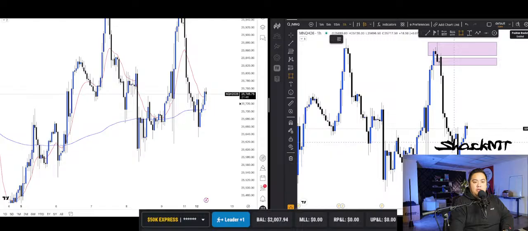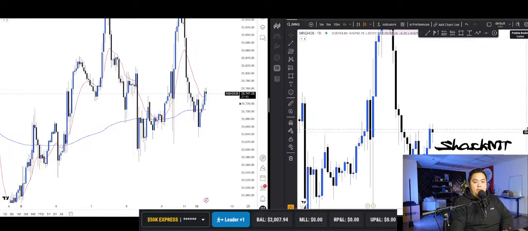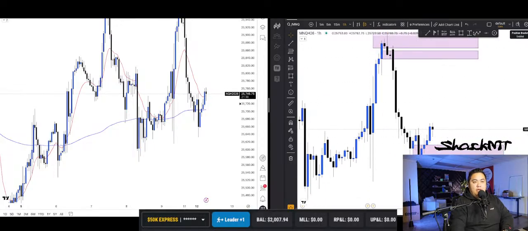And we're going to look at this 1 hour demand down here. There's a 1 hour demand here. We also have price breaking on the 1 hour this lower high. So instead of making a lower low, we made a higher high. So we broke the structure, which is nice.